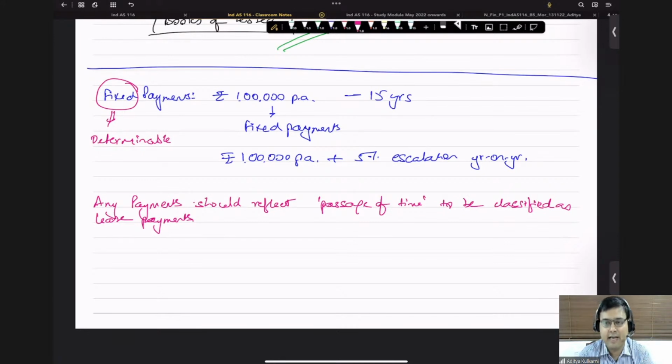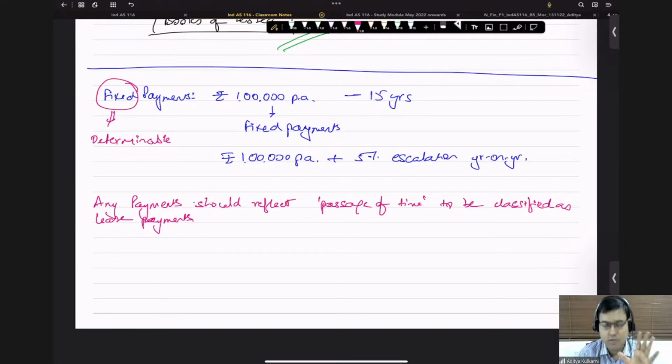Because look at the lease liability. I am amortizing it like a financial liability, considering a discount, calculating the interest, payment, closing balance. So I am recognizing a lease liability and then amortizing it over a period of time as if it were a financial liability. So that means I am treating it as a movement in liability on account of passage of time. So therefore, any payments, if you have to treat them as lease payments, you will have to ensure that they reflect passage of time. If they reflect something else other than passage of time, then it will not be a lease payment.